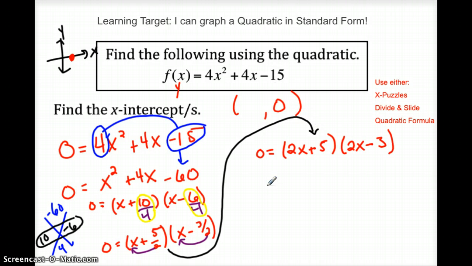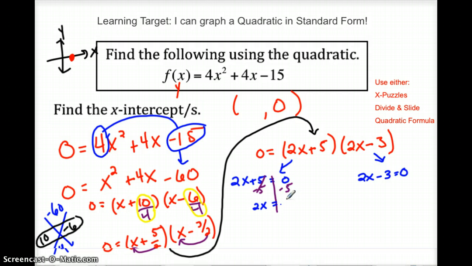Now, I branch here and I set each one equal to 0 individually. 2x plus 5 equals 0, and 2x minus 3 equals 0. Then I do a little bit of solving. So I move the 5 by subtracting, and I get 2x equals negative 5. And then divide. x equals negative 5/2.